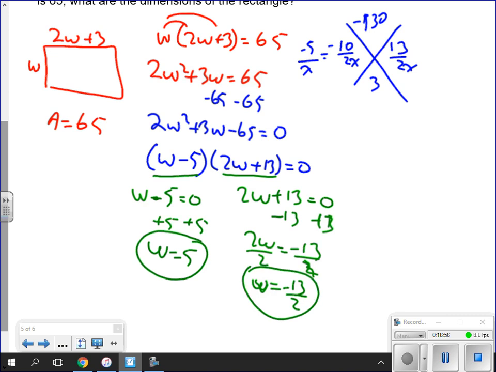However, I'm talking about rectangles. If I weren't talking about rectangles, just solving that would be great. But I am talking about rectangles. So 5 would work. Put in 5 for w, it works. Negative 13 over 2 doesn't work because it gives me a negative length. That's no good, no negative lengths. So my answer is w equals 5.